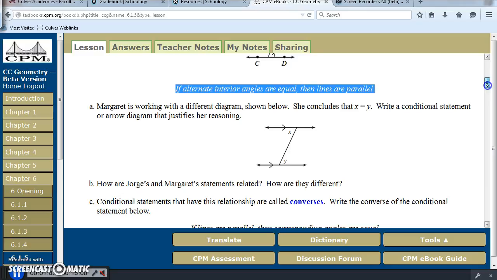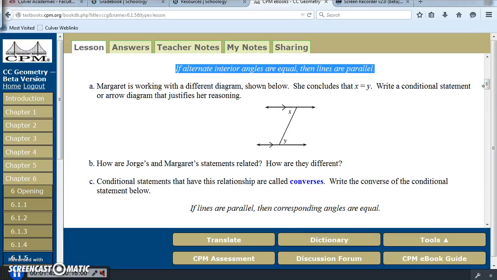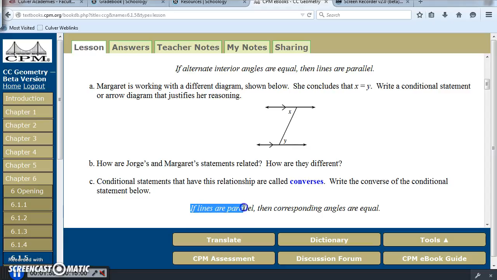And Margaret's got a different problem. She concludes that X must be equal to Y because she has two parallel lines that are cut by a transversal, and she can see that X and Y are alternate interior angles. So the conditional statement for this drawing is if lines are parallel, then corresponding angles are equal. We take it back. We are supposed to write a new theorem. So let's go ahead and do that.